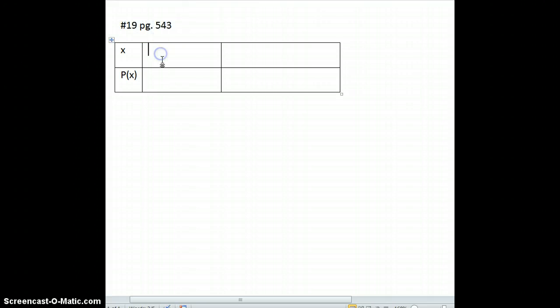For 19 on page 543, I'll help you get it set up. So there are two outcomes here. X stands for your outcomes. So one is you play the game and you lose. In that case, you're going to lose $1. It costs $1 to play. The other option is you pick the correct number and you win. In that case, they give you $500 back, but you paid $1 to play, so you're going to come out $499 ahead.